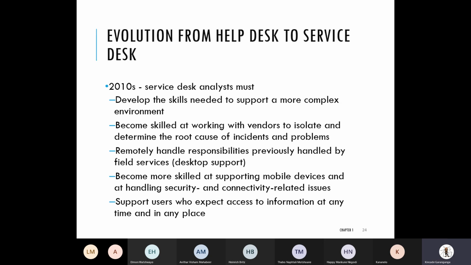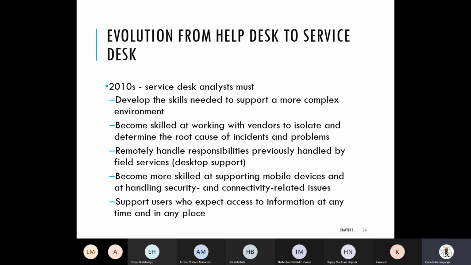Obviously, look at being able to remotely handle these responsibilities as well, and also look at the whole concept of supporting a lot of users who would expect access to any information associated with their product or service at any particular time within any distinctive space as far as configurations would go, and obviously also become more skilled in the actual product and service at large.